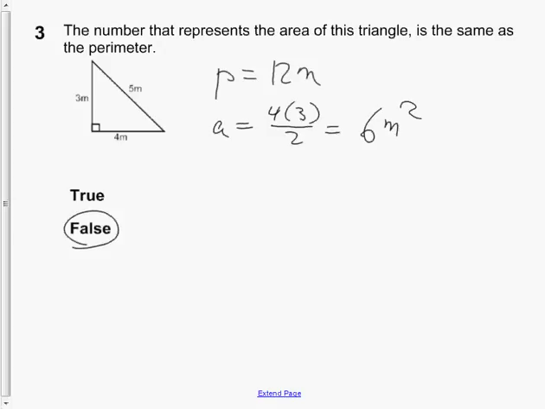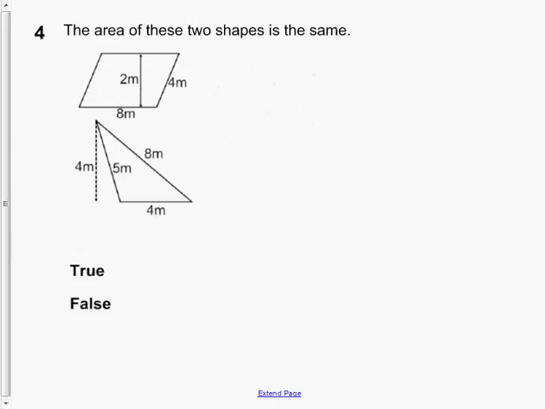I love using this question on tests because those of you who forget to divide a triangle's area or base times height by 2 would have said true there, right? You forgot to divide it by 2.